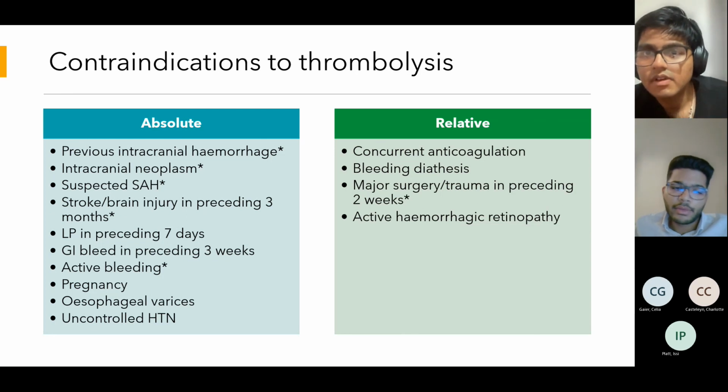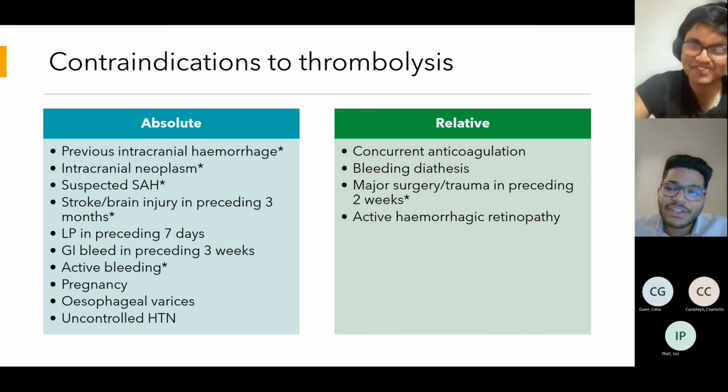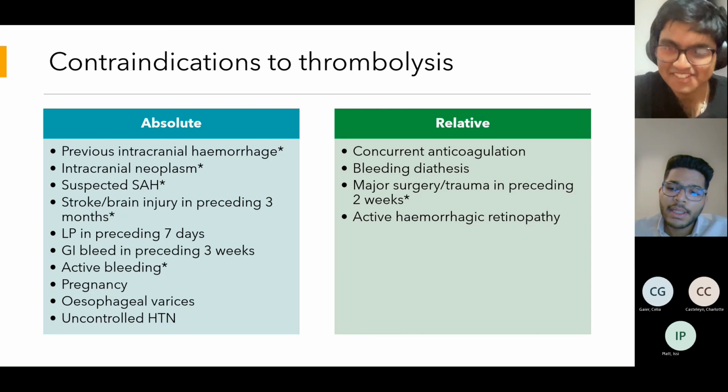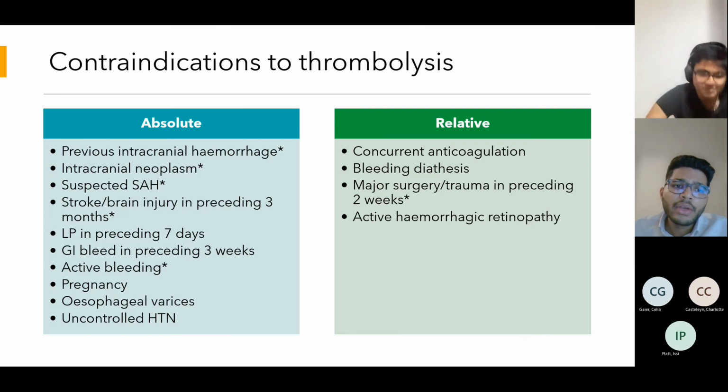So stop there. Yeah, I was going to say also first thing I do is ask a consultant. Contraindications to thrombolysis, incredibly important. I'm going to carry on for 5 more minutes, and I actually want to get to the prevention of strokes. So I'm not going to talk through all of these, but do have a look at them. So you have absolute contraindications and relative contraindications to thrombolysis.